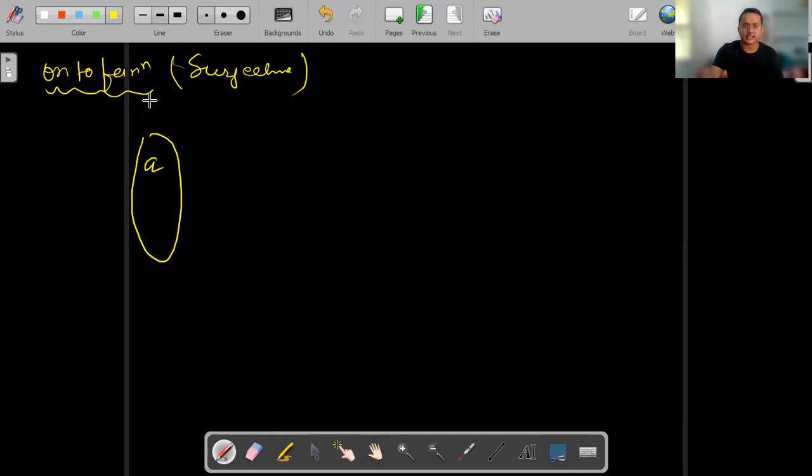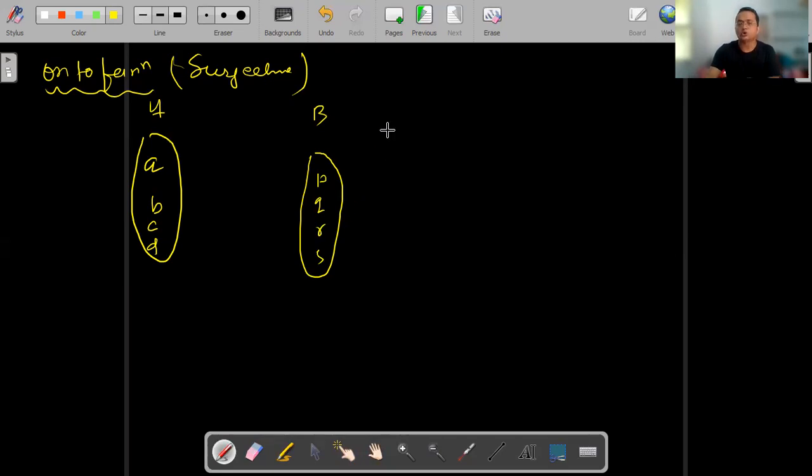Let's say this is set A. In this set, A, B, C, and D are the elements of set A. Then let's say set B is there, and elements are P, Q, R, S. What I said, my definition is what?